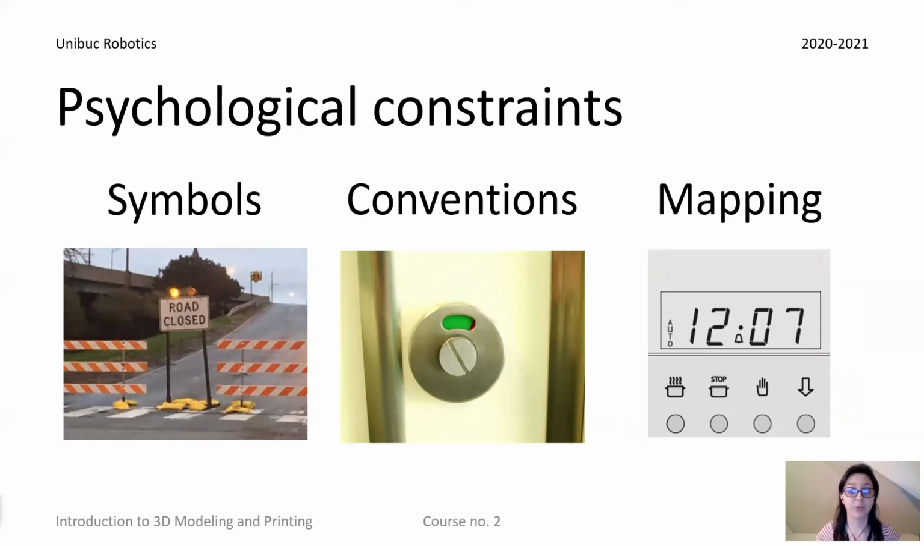Conventions, for example, constrain user actions by calling upon learned customs and exercises. For example, when we see, I don't know, in a movie, a bomb that has a red and a blue wire, we already know that we don't need to cut the red wire. Another good example are the locks of the restrooms, as in the image from the middle. So we know that the green label means free and the red one means closed.